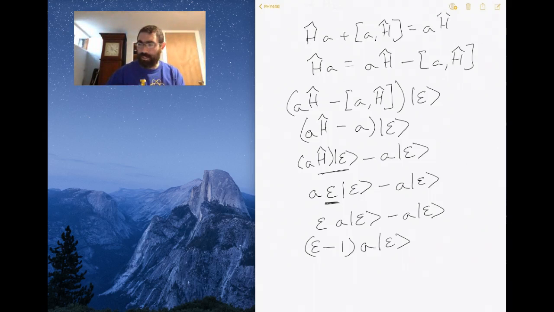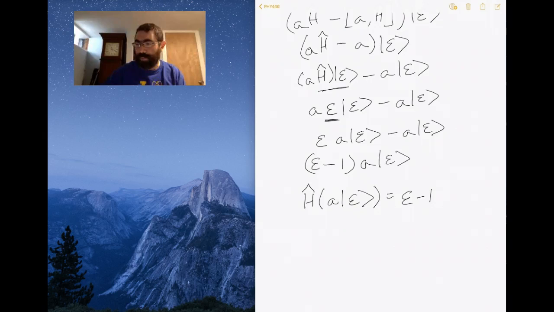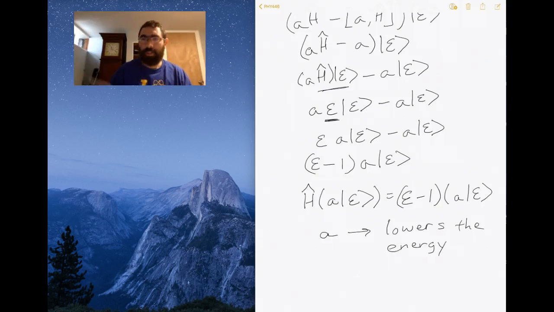So what this tells me is that the Hamiltonian operating on A, which operates on the eigenvector, gives me the energy minus 1 times A operating on the eigenvector. So this implies that our operator A lowers the energy by a step of 1. That means it brings down the energy from epsilon to epsilon minus 1.